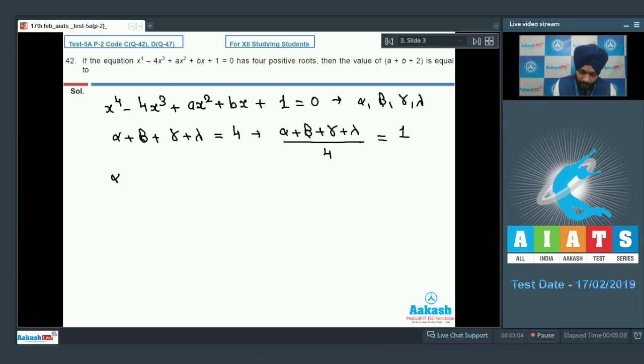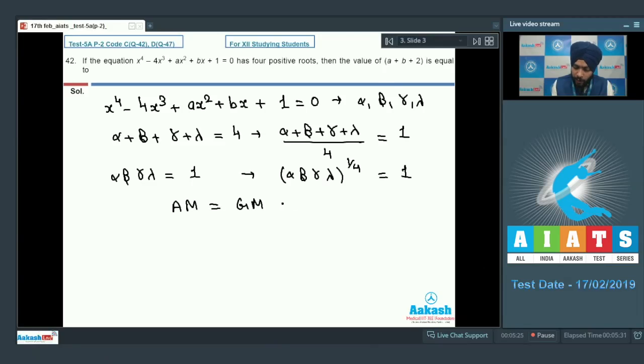Let us talk about GM. The product of all the 4 roots, alpha, beta, gamma, lambda, is equal to the constant term divided by the x power 4 coefficient, so 1. That means alpha, beta, gamma, lambda raised to the power 1 by 4 is equal to 1, which gives me AM is equal to GM. For the positive roots alpha, beta, gamma, lambda, if AM is equal to GM, they all 4 are equal.